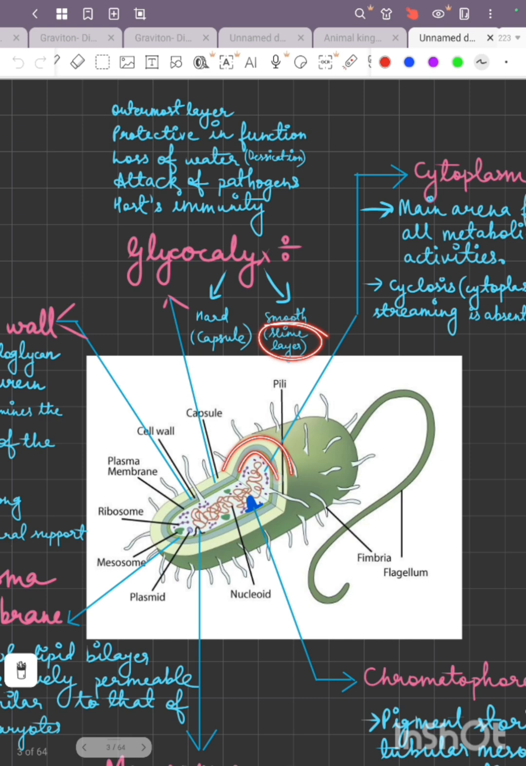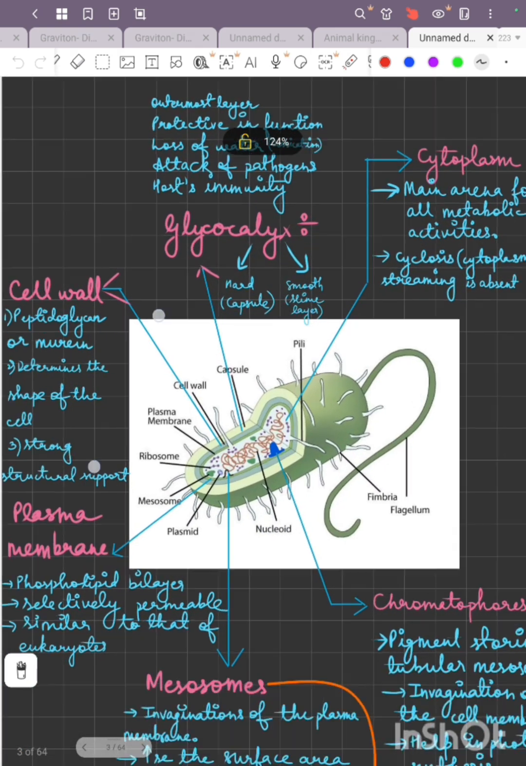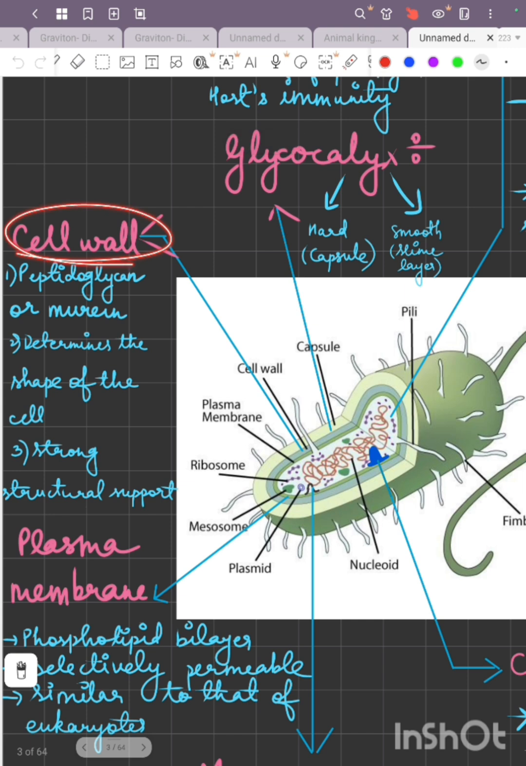Now, inner to the glycocalyx, we have the cell wall, right? So the outermost is the glycocalyx, inner to which is the cell wall. Now, the cell wall in bacteria is made up of peptidoglycan or murein. This cell wall is what actually determines the shape of the cell. Not just that, it also provides strong structural support.